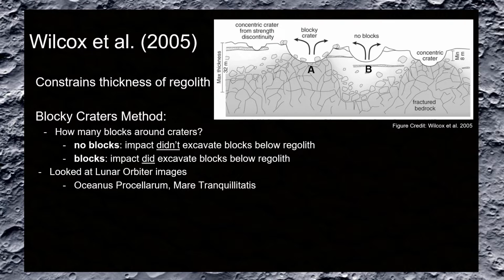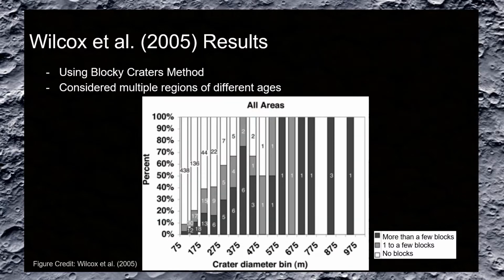So this study looked at lunar orbiter images in the regions I showed in the previous slide, Oceanus Procellarum and Mare Tranquillitatis. Here are the results of the Wilcox et al. 2005 study. Taking a look at the figure, the x-axis is crater diameter split into 50-meter bins. They range from 75 to 125 meters, 125 to 175 meters, etc. The y-axis indicates the percent of craters that either have no blocks, which is white, one to a few blocks, which is gray, or more than a few blocks surrounding the crater, which is black.